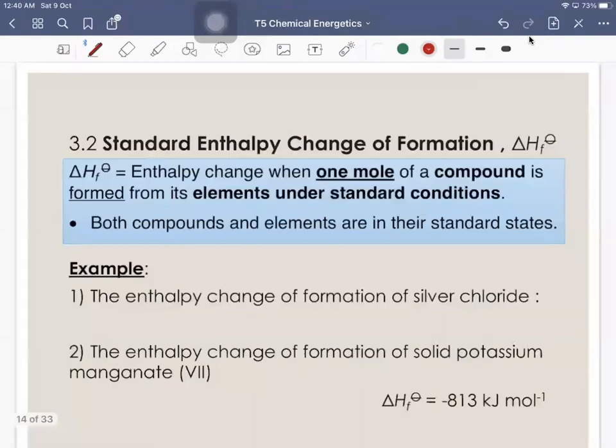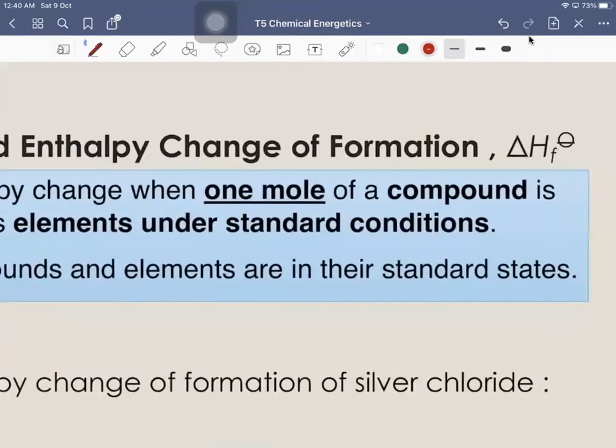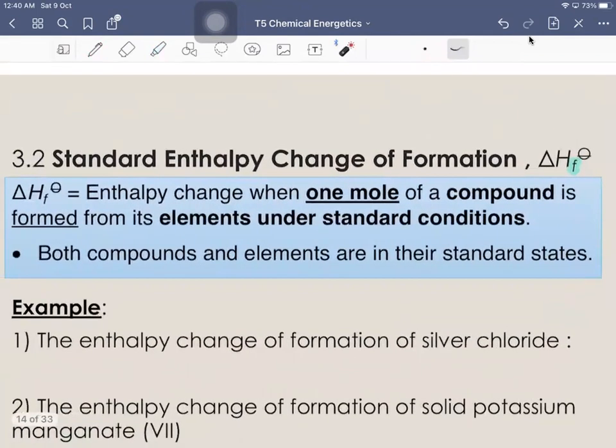Okay, next enthalpy change that we're going to look at is the enthalpy change of formation. So the symbol is delta HF, where F stands for formation and the Plimsoll symbol stands for standard condition. Okay. By definition, it is the enthalpy change when 1 mole of a compound is formed. This is important. 1 mole of a compound is formed from its elements under standard conditions.